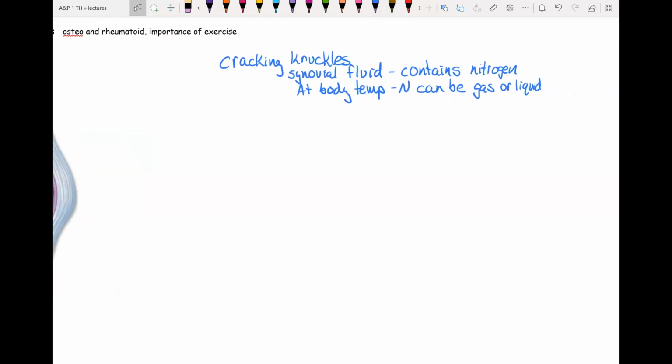So now we look at pressure. If you have high pressure, you can make it into a liquid. If you have low pressure, you can make it into a gas.